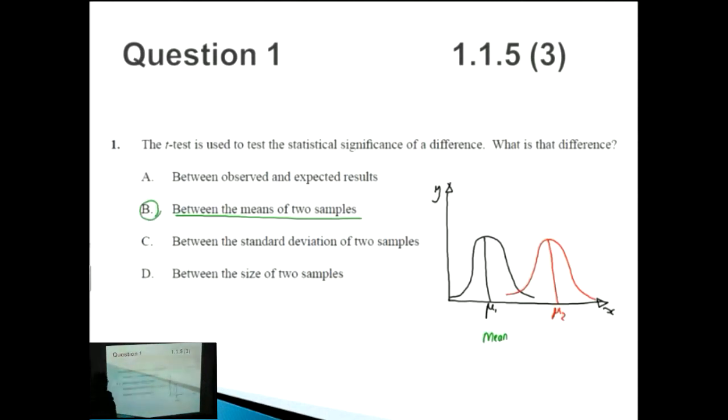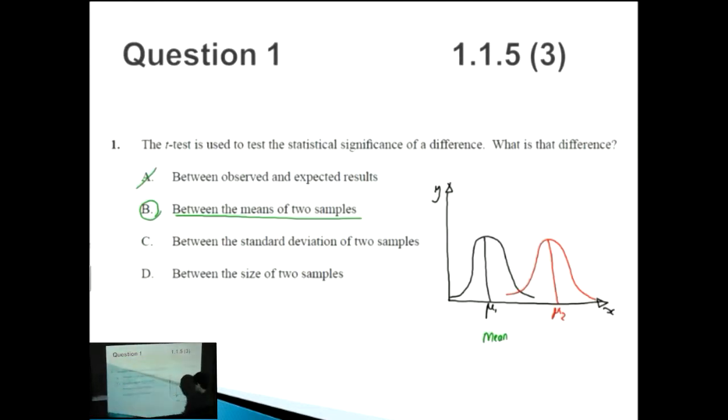Or answer B. And now let's look at why some of the other answers are wrong. A, between observed and expected results. Now this is one of those answers that just tends to confuse you. It seems like it's relevant, but it's actually not relevant. So just ignore that one. C, between the standard deviation of two samples.